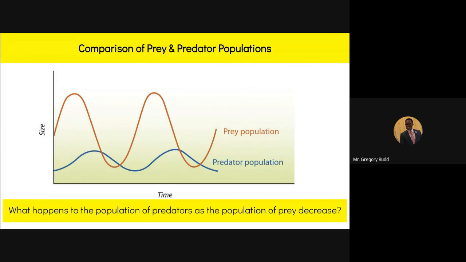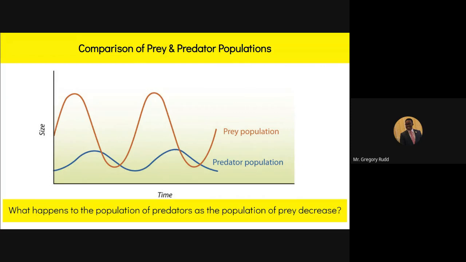Then eventually, as the predator population increases, they have greater food needs. So they start to eat more and more and more prey. And so what we see is that the prey population begins to decrease because they're being eaten, because the predator population has grown to be so large. As the prey population decreases, the predator population decreases as well because there's not as much food available.